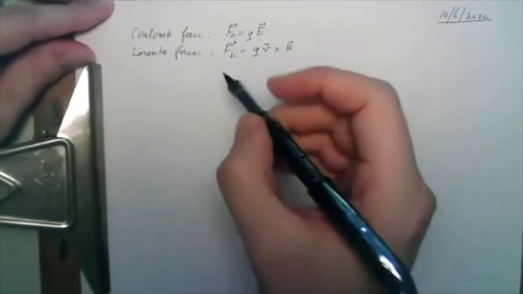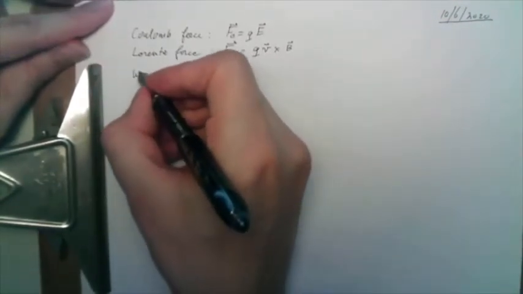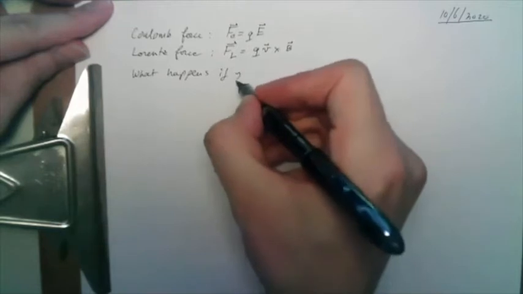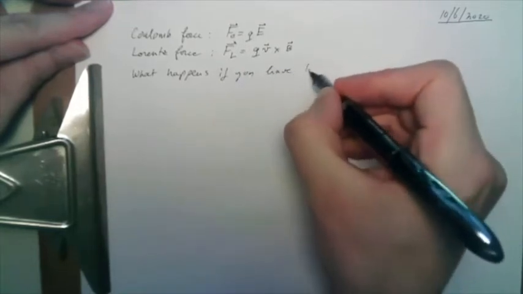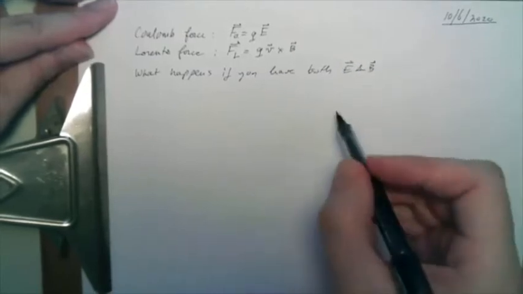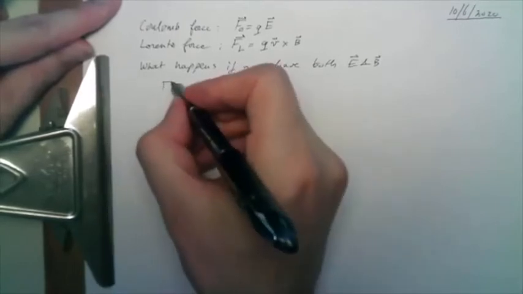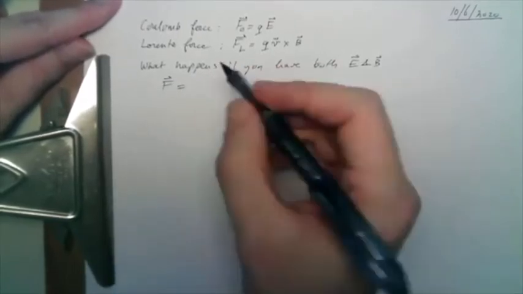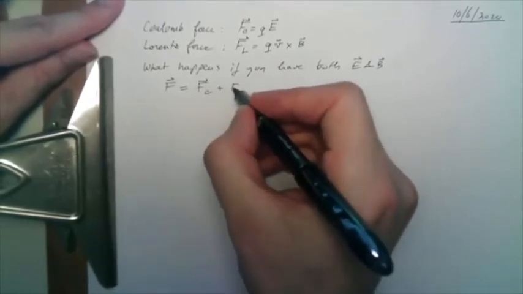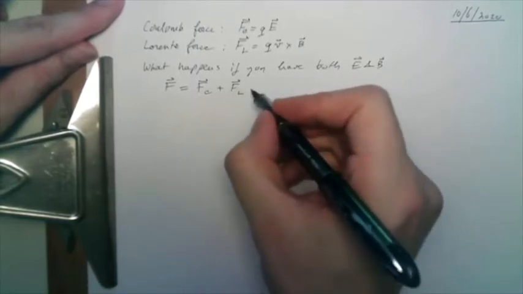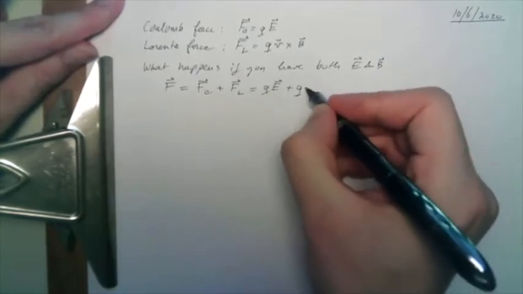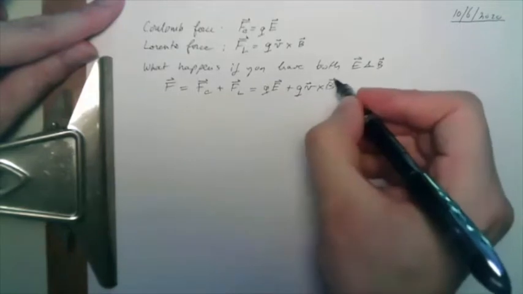But let's see what happens if you have both E and B fields. Then the net force is going to be the sum of these two. So it's going to be the Coulomb force plus the Lorentz force. So that's going to be QE plus Q V cross B.